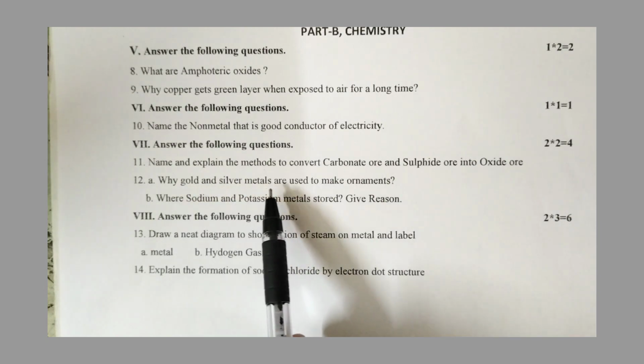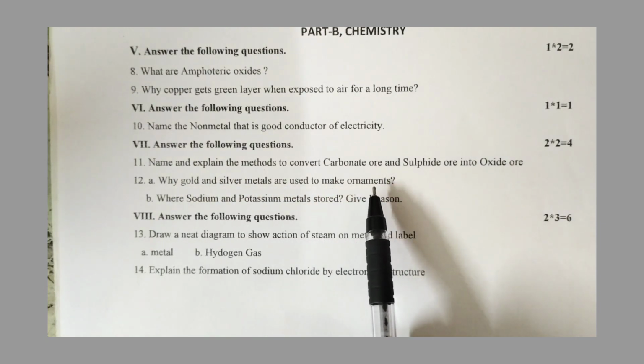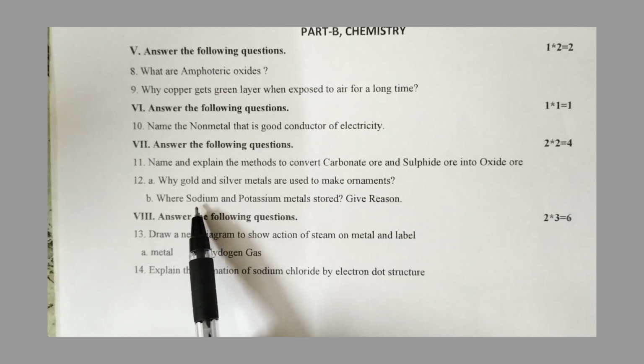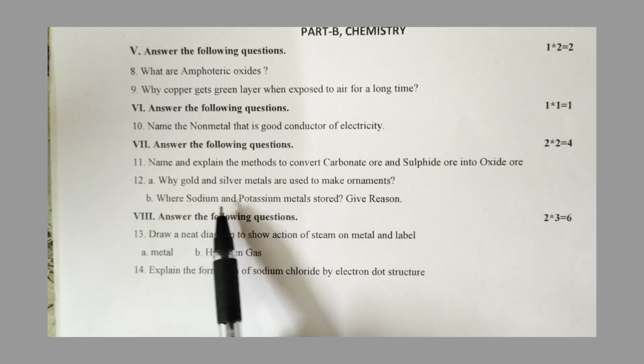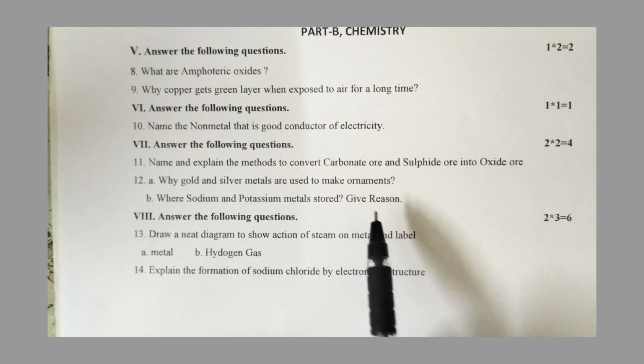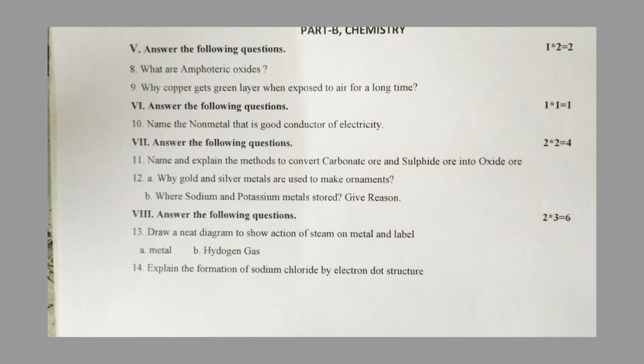Why are gold and silver metals used to make ornaments? This is the first one. And second, where are sodium and potassium metals stored? Give reason why it is stored. For the give reason, first we have to say where it is stored and why.